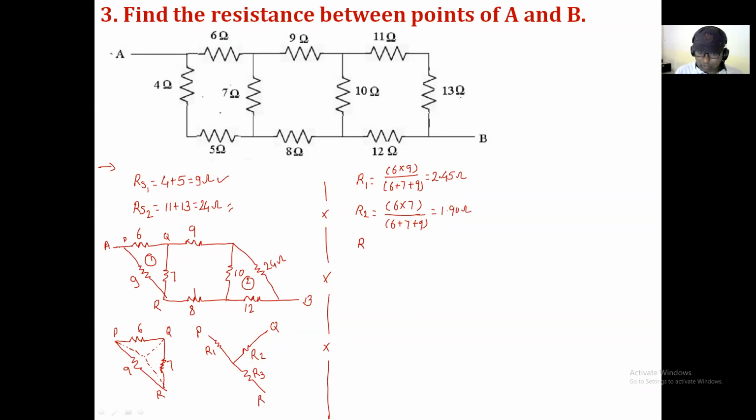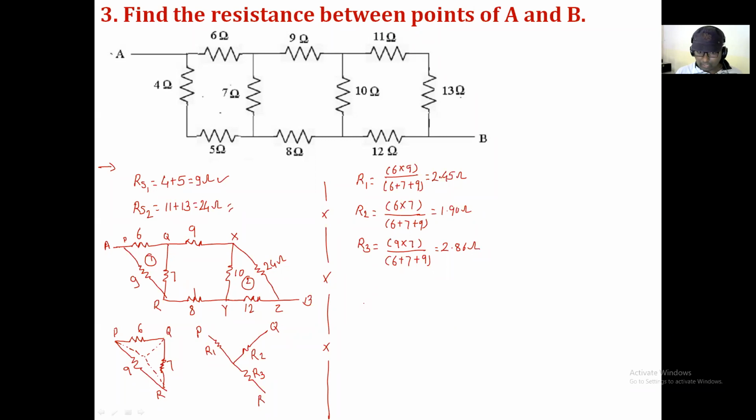Then R3 is equal to. Now see where R3 is connected, to R, at this R. Product of the two branches means 9 into 7, 9 into 7 divided by 6 plus 7 plus 9, which is 2.86. Now I will name this second delta XYZ.